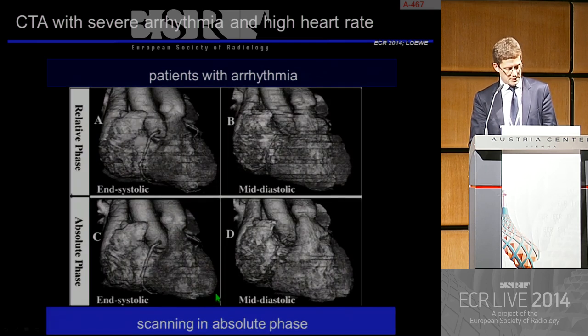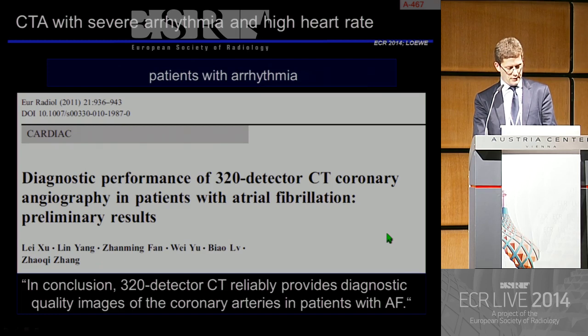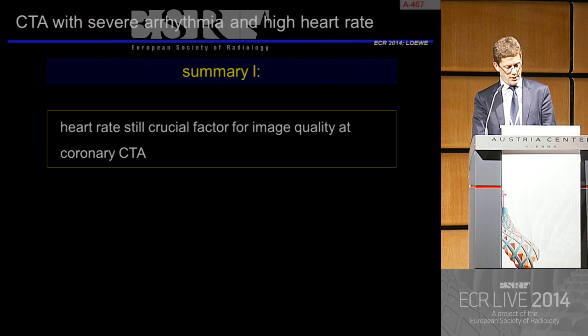These are some examples out of the paper as mentioned. Using the absolute phase can be helpful, especially in patients with arrhythmia. There are some papers describing that using a very fast scanner can be helpful in this patient group. Personally, I don't have experience with the 320 detector scanner, but it was published 2 years ago that this might also be an option to treat patients suffering from arrhythmia.